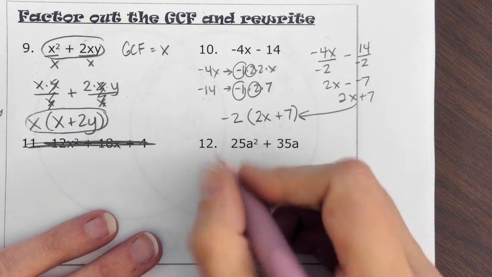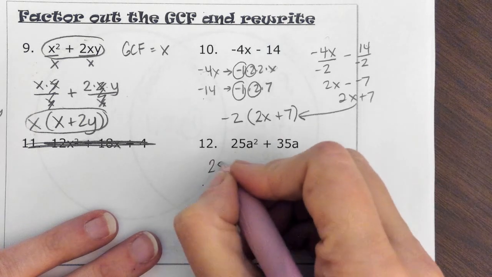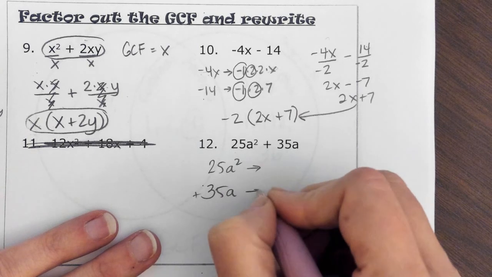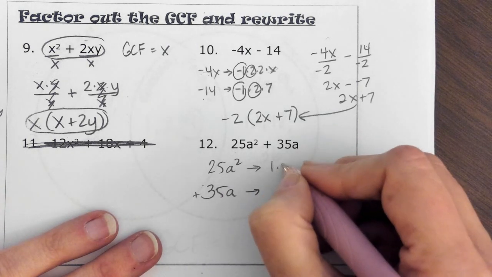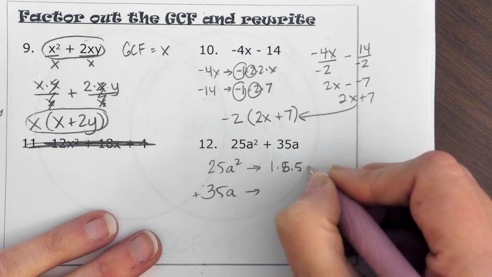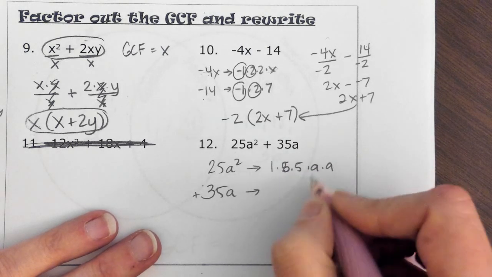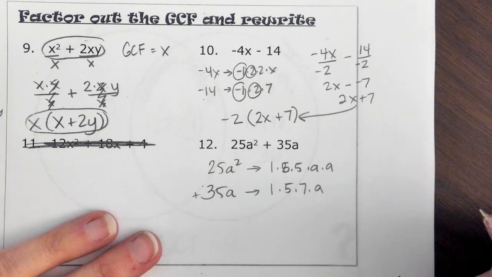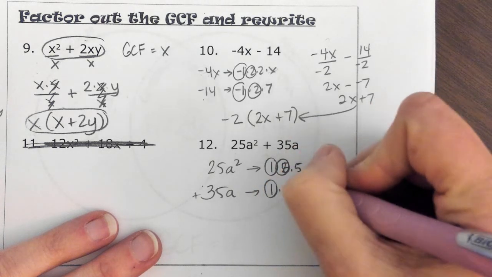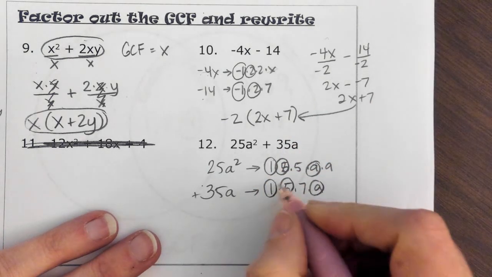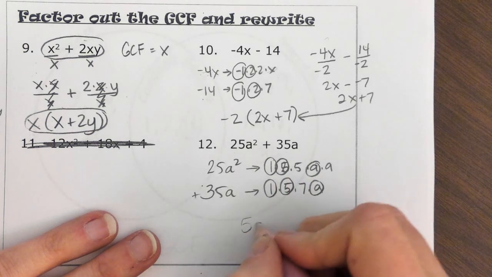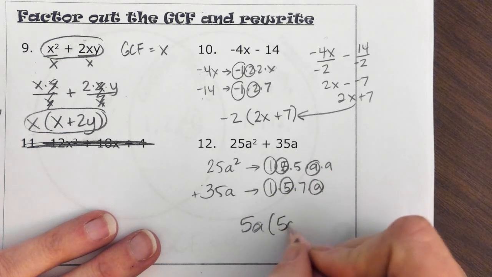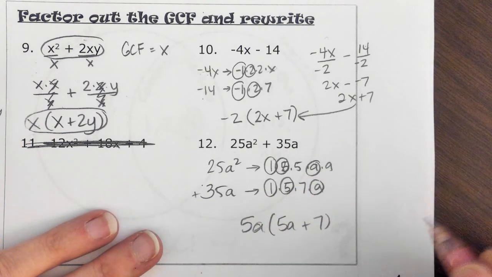If I'm looking for the greatest common factor, I'm going to write it, expand it. So I have 25a squared plus 35a. When I look at my factors, that gives me 5 times 5 times a times a. That's a 5, by the way, before y'all freak out. And then I have 1 times 5 times 7 times a. I circle all the things they have in common. So I have 1 times 5 times a, which is 5a. And then I have 5a plus 7 left.